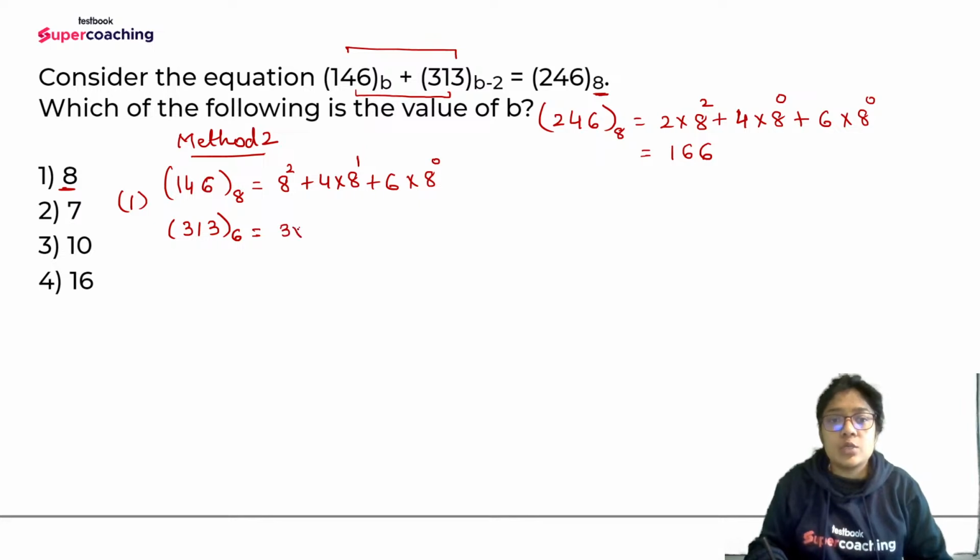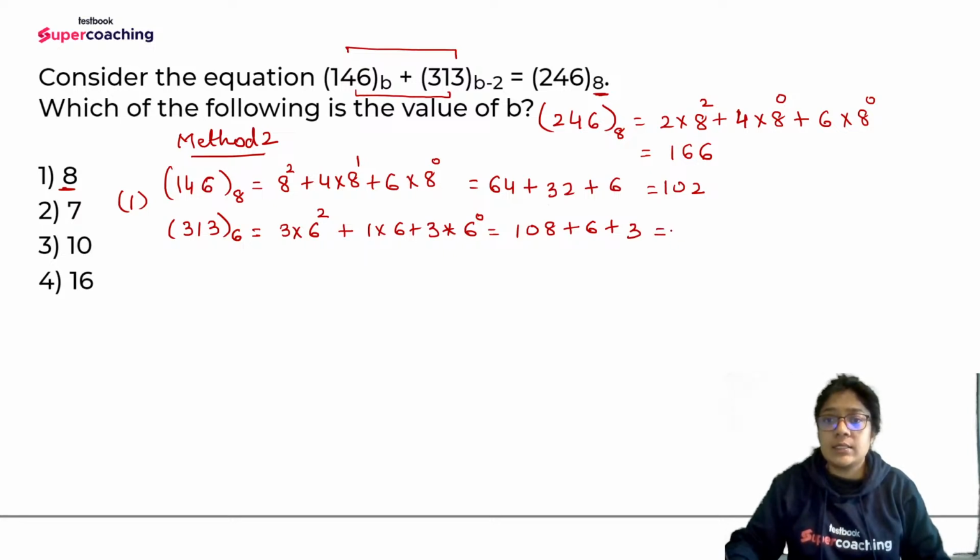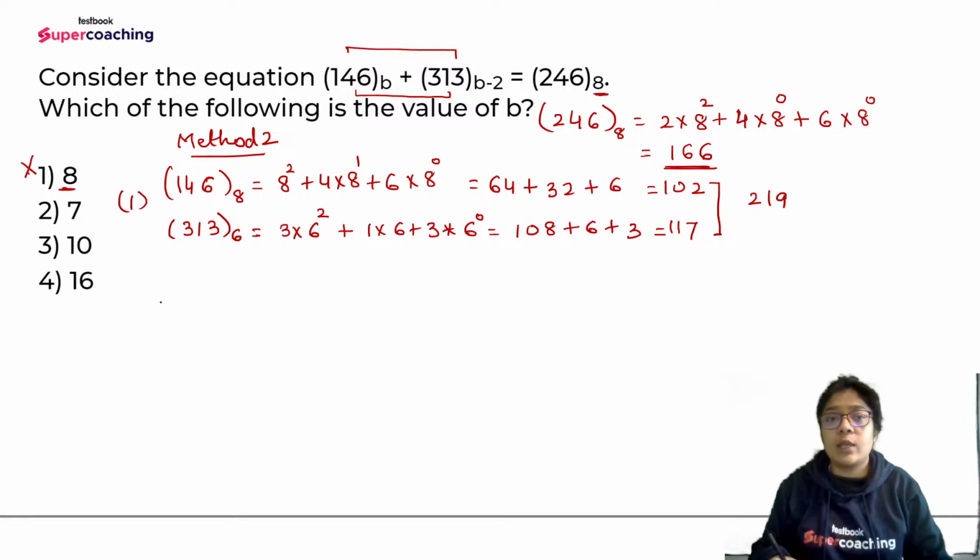So it is 3 into 6 square plus 1 into 6 plus 3 into 6 raised to power 0. So it comes out to be 64 plus 32 plus 6. So 70, and this comes out to be 102. This is 108 plus 6 plus 3. 108 plus 9 is 170. So take the sum. This comes out to be 912. Is this equal to 166? No. So this means that option 1 cannot be the answer.